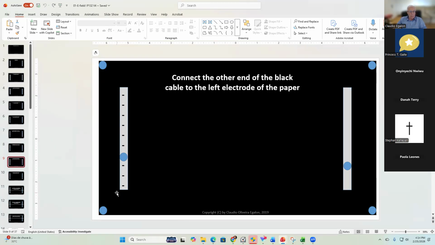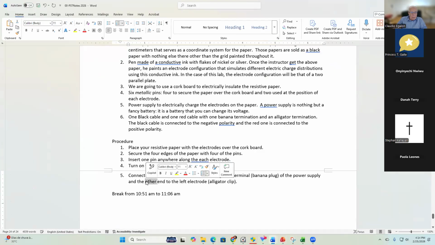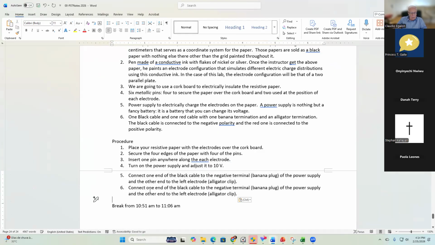Once you connect to the power supply, this plate becomes negatively charged. You do the same with the red cable, and you positively charge the other one. Okay, repeat. Here you go. Connect one end of the red cable to the positive terminal of the power supply, and the other end to the right electrode. Right electrode.